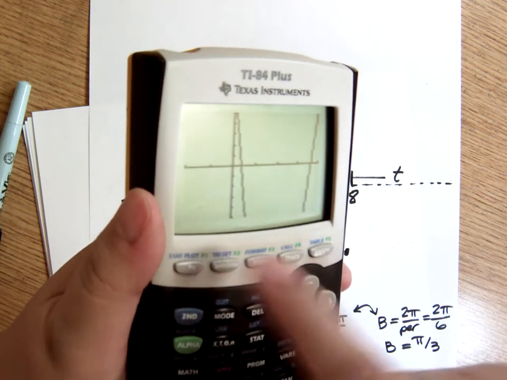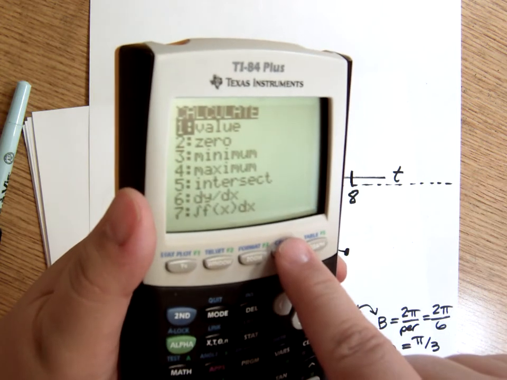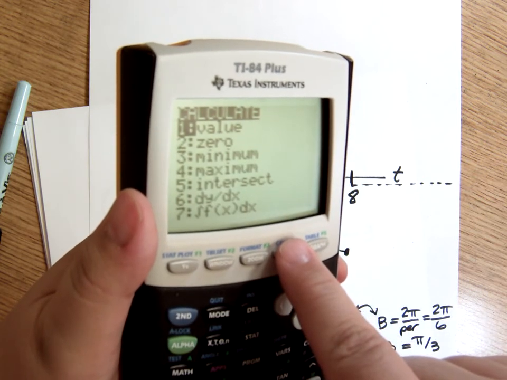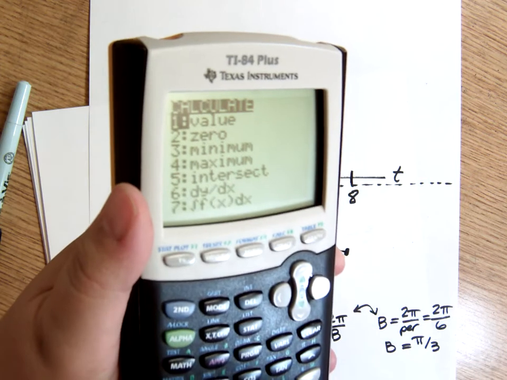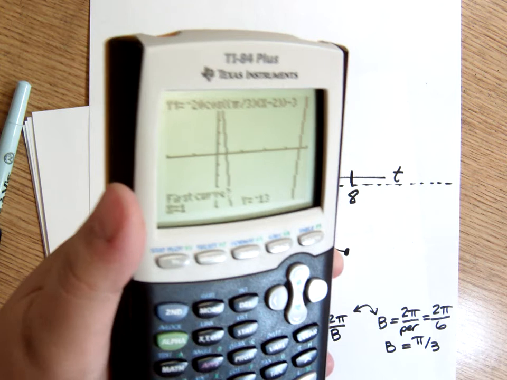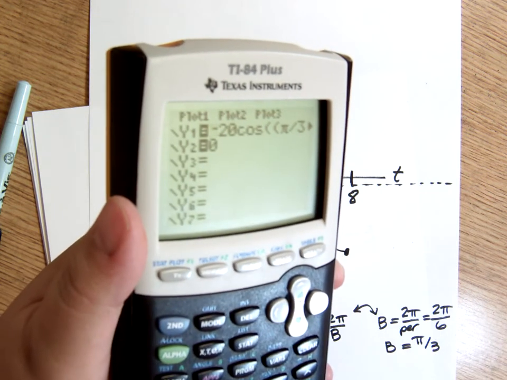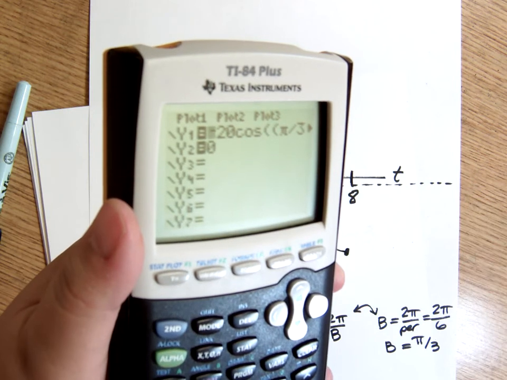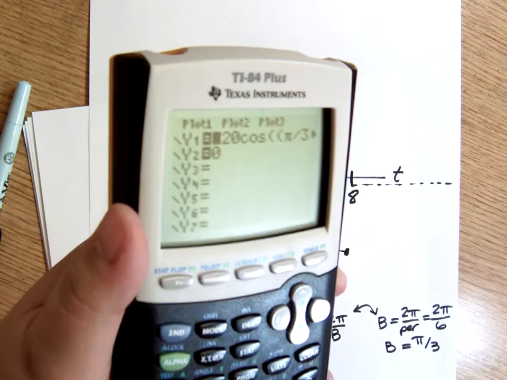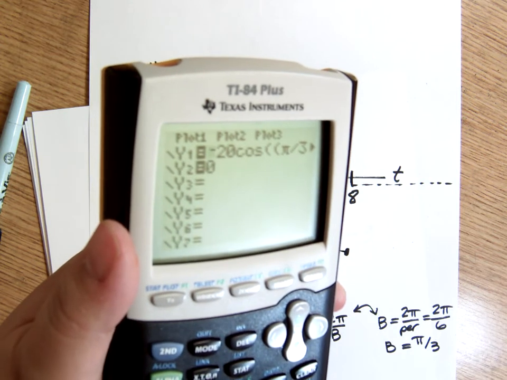So I'm going to do second, same place I went to get value. This time I'm going to use intersect, which is 5. I'm going to press intersect. The first thing it asks me is, what's your first curve? What they're really asking you is, which equation do you want me to use? We only have 2 in here. If you only have 2 equations in there, then you can just say first curve enter and second curve enter.